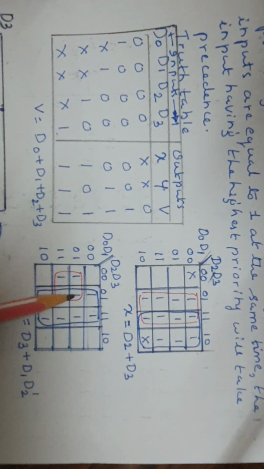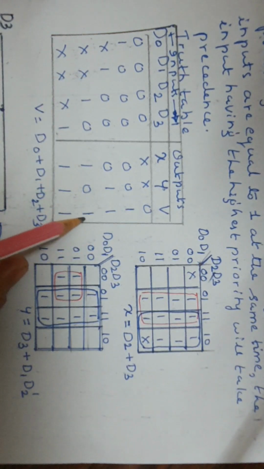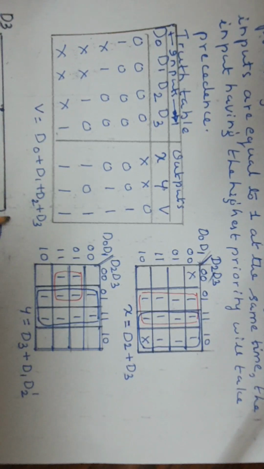And for these 4 ones column wise, 0 0 0 1, this 0 is common, that is D2 dash. So D1 and D2 dash, that is for the quad, and D3 for the octet. So D3 or D1, D2 dash is the expression for Y. That is the simplified expression for Y. If you observe the V column here, V is true when D0 is 1, or when D1 is 1, or when D2 is 1, or D3 is 1, only then. Hence this expression is directly taken from the truth table.